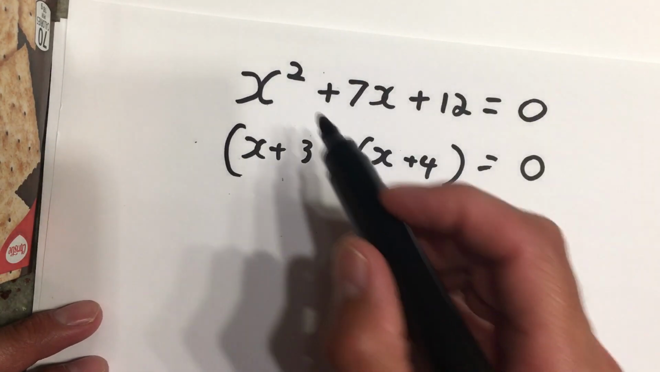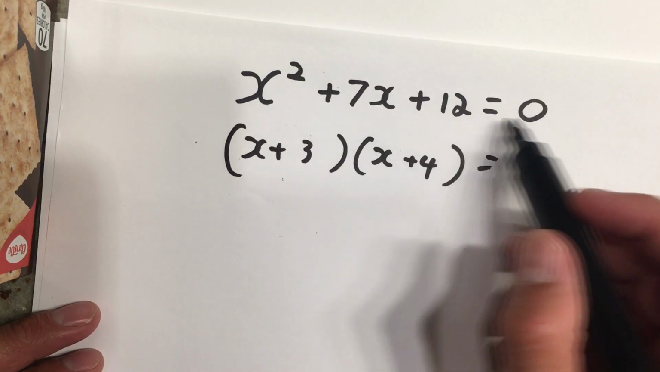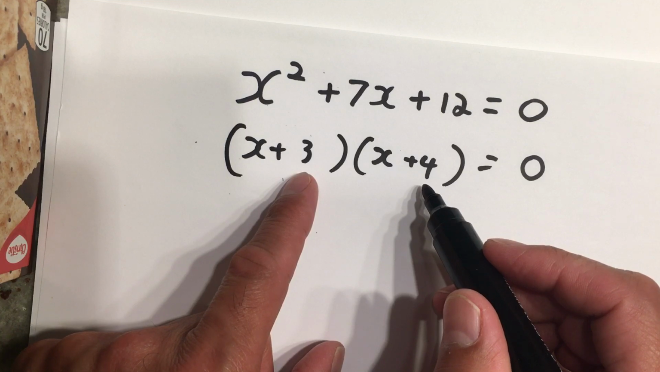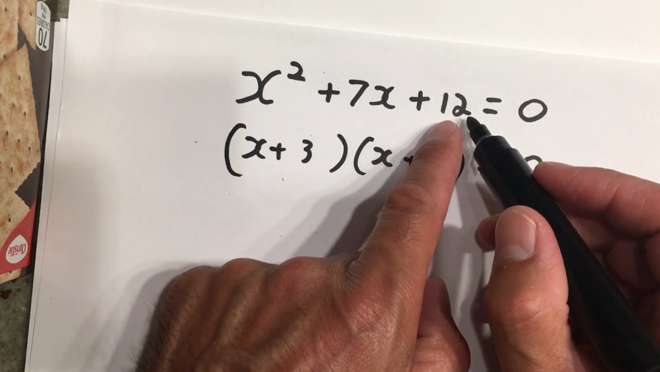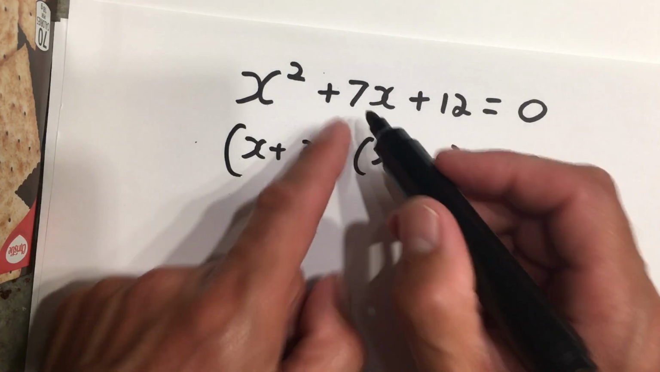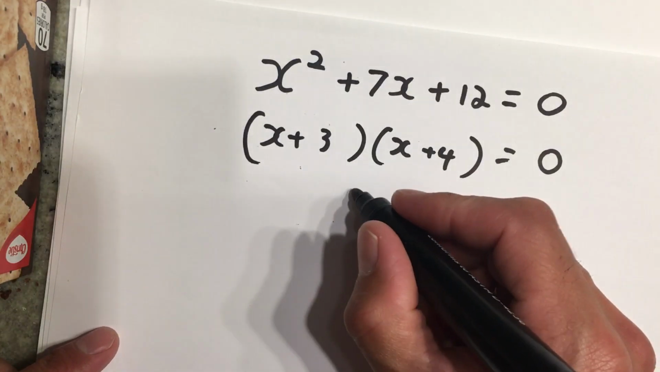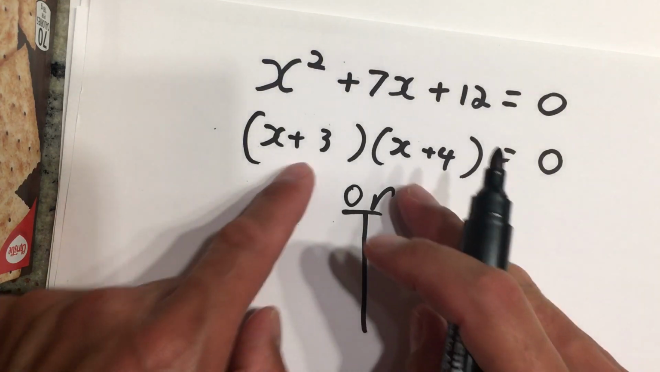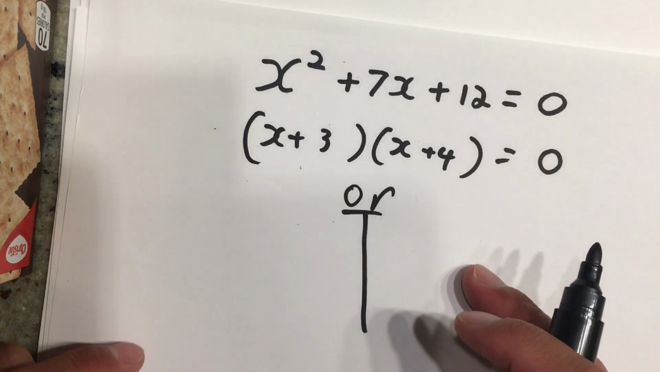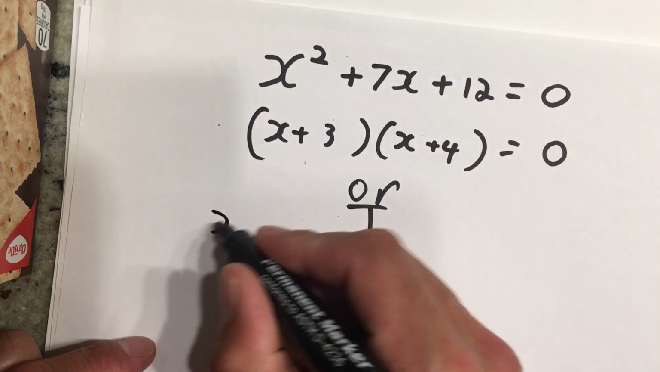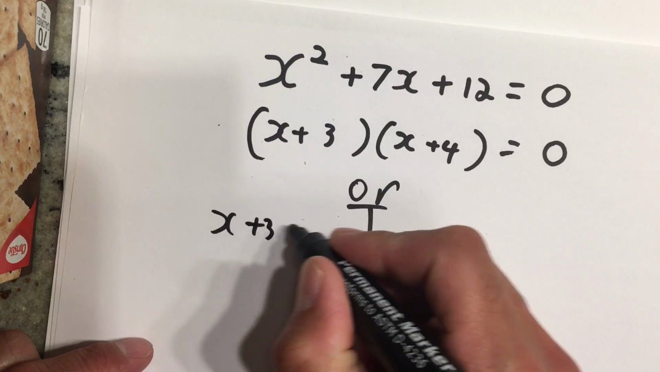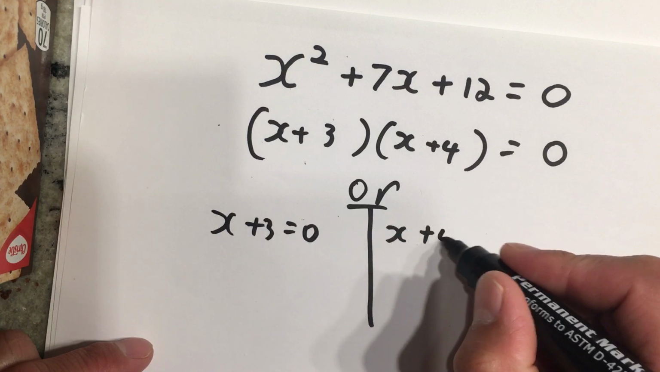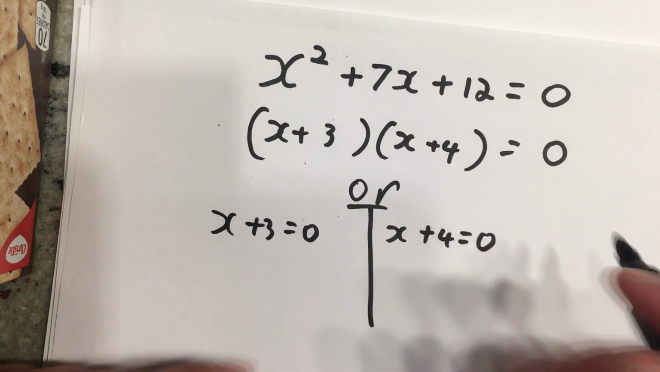So remember, I started with x squared plus 7x plus 12 equals 0. And I found two numbers, 3 and 4, which multiply to give me 12 and add to give me 7. I'm now going to write "or" to distinguish that I'm splitting this one equation into two separate equations. One of them, the factor on the left is equal to 0, or the factor on the right is equal to 0. One of those is 0.